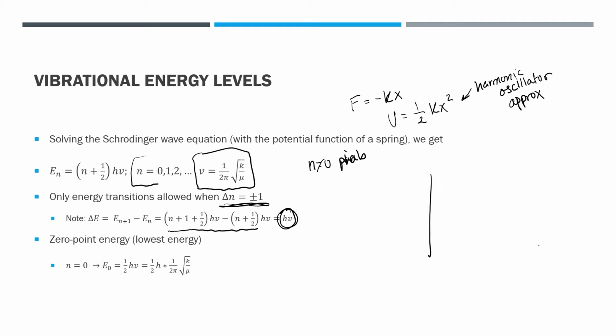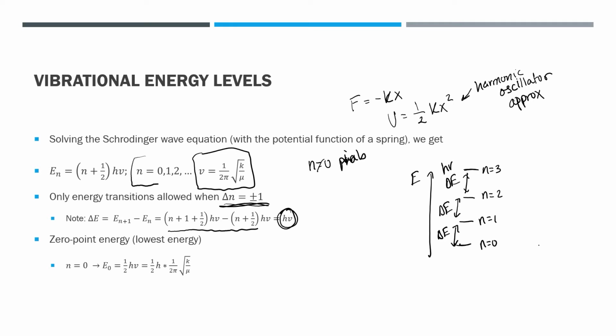So if I drew an energy diagram and I had n equals 0, n equals 1, n equals 2, and so on, all of these levels are the exact same energy apart. So if this is delta E, this is also delta E, and n equals 3 would also be delta E. They're all the exact same energy difference, and this is equal to h times the frequency.